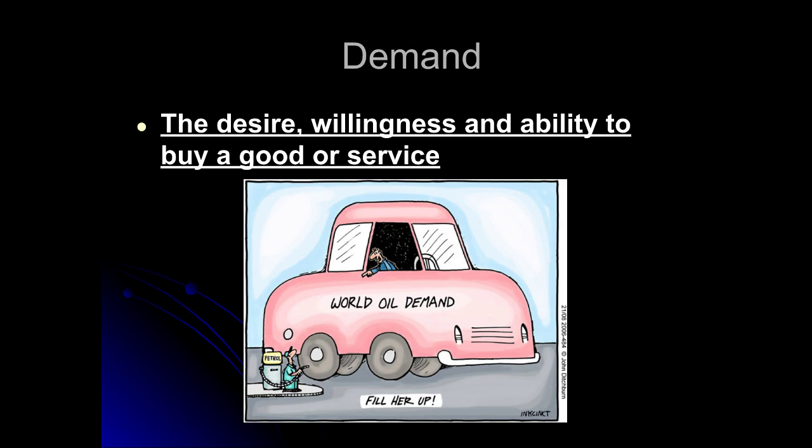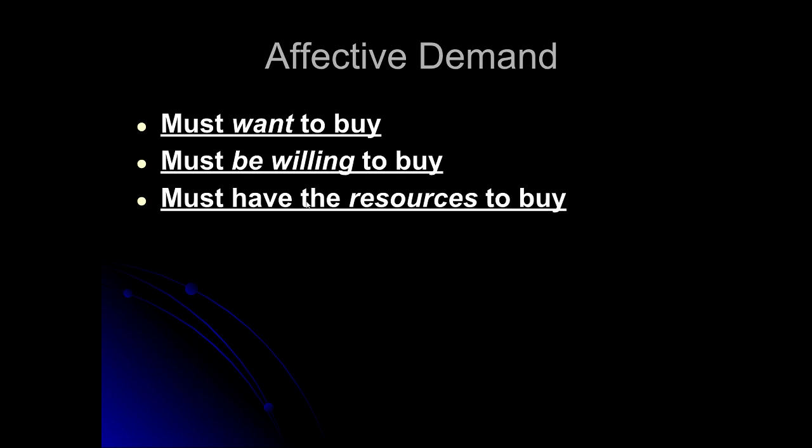Hello, today we're going to talk about demand. Demand is the desire, the willingness, and the ability to buy a good or service. So what this means is that you need to be able to make a check next to these three things. You must want to buy something, you must be willing to buy it, and have the resources to buy it.